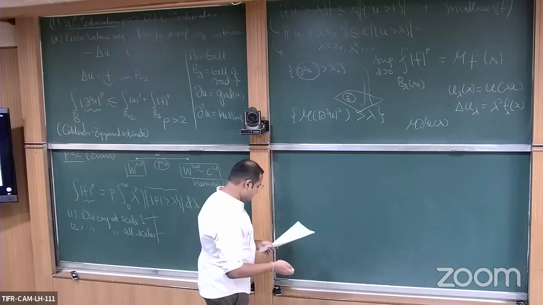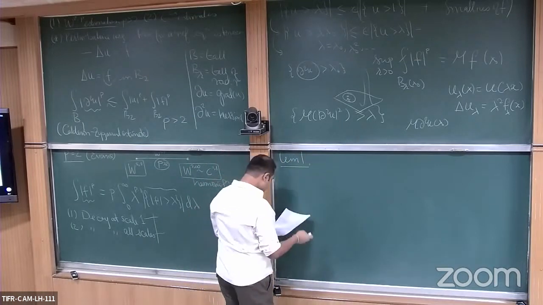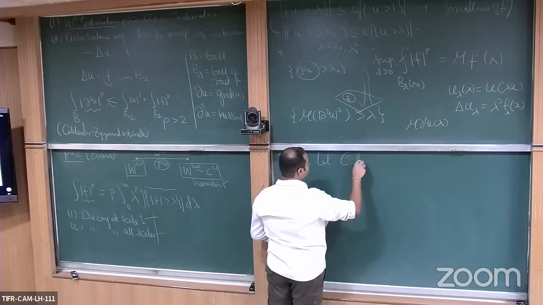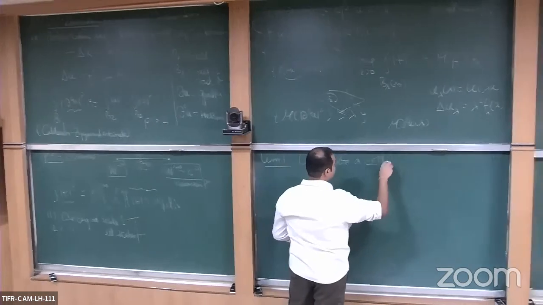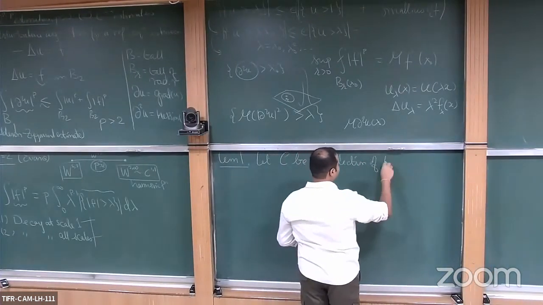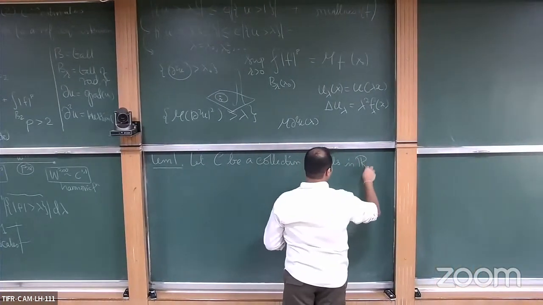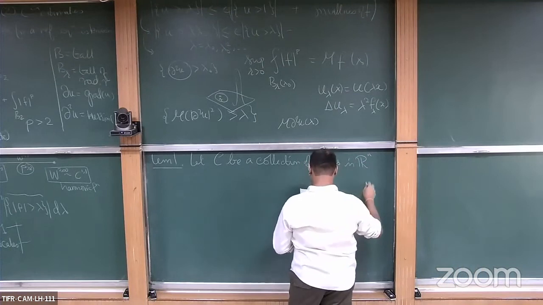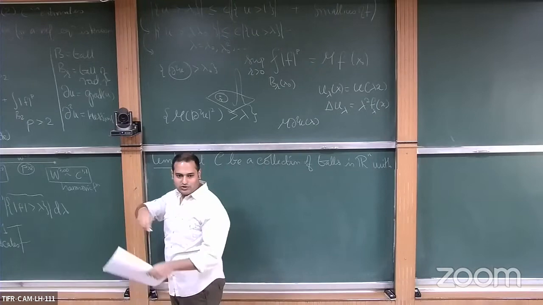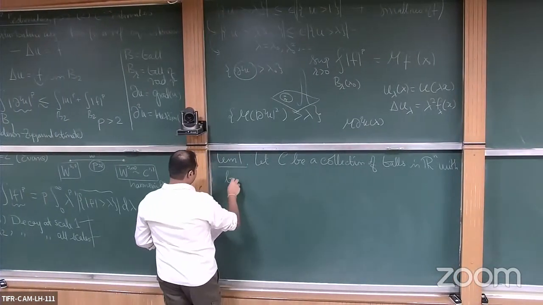Okay, so I'm going to first state that. So that would be Vitali covering. So I'm sure you know this. Let B be a collection of balls with positive radius in R^n with bounded radius. So you can't take unbounded radius, because you can just take balls around the origin and that's bounded, right? Bounded radius.